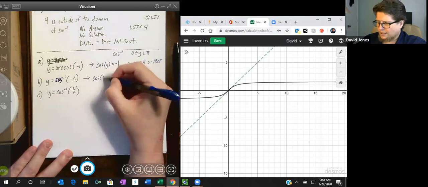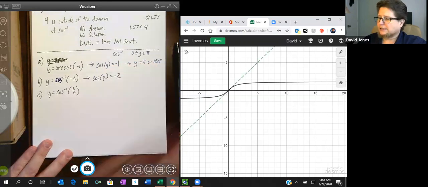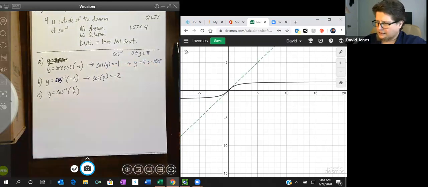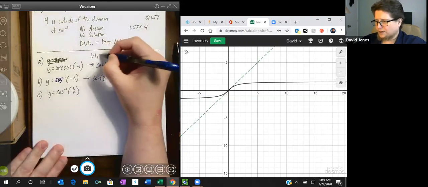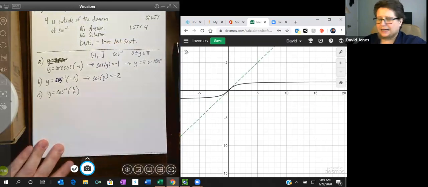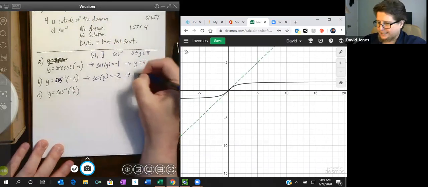Cosine of y equals -2. So the range on this is -1 to 1. That -2 is outside that range. So DNE.